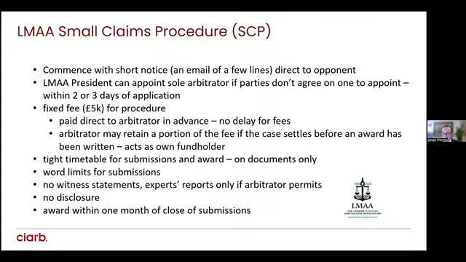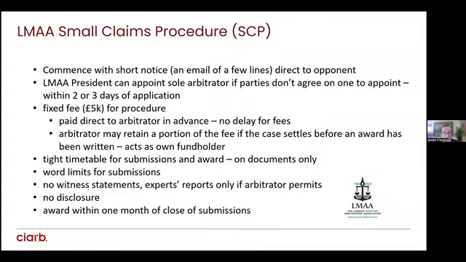As Alan rightly said, UNCITRAL was a bit late. But it is a pity that UNCITRAL Working Group 2 didn't look at the long and successful history of the LMAA small claims procedure, because it has been dealing with between 150 and 200 cases a year ever since 1989. And it has been tweaked, it has been amended over that period to deal with practical issues that have arisen.